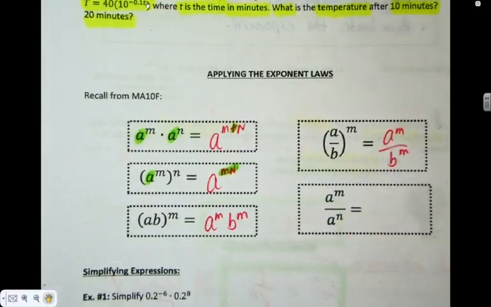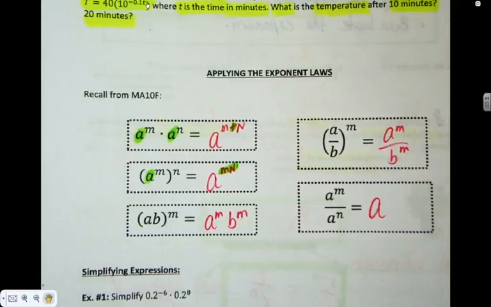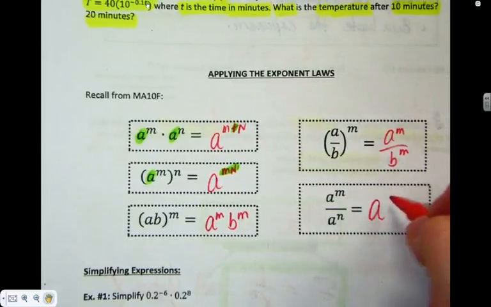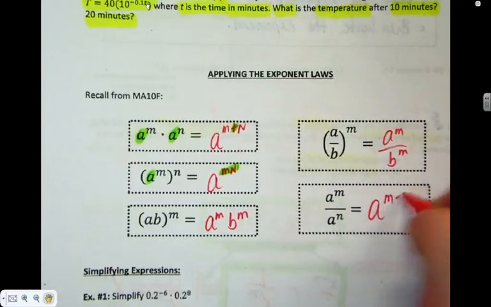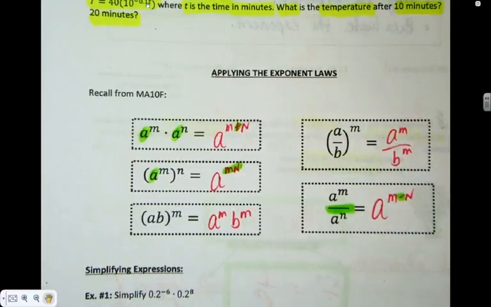When you're dividing bases, when you divide bases, subtract m minus n. Division, subtraction.